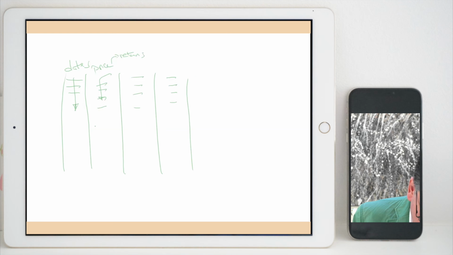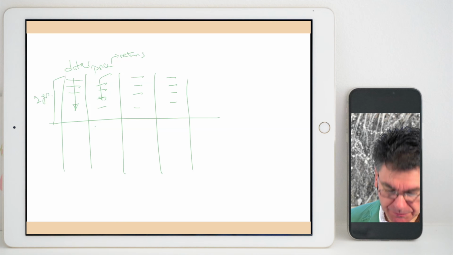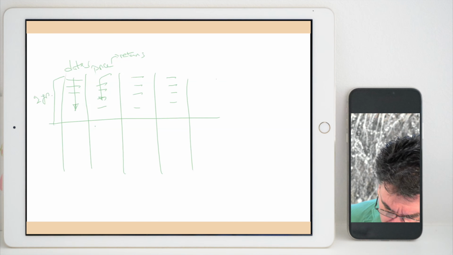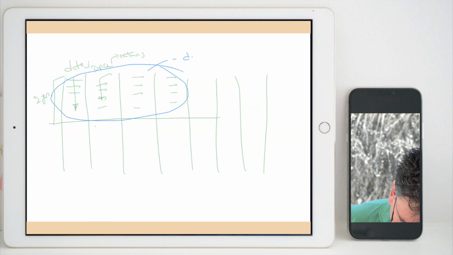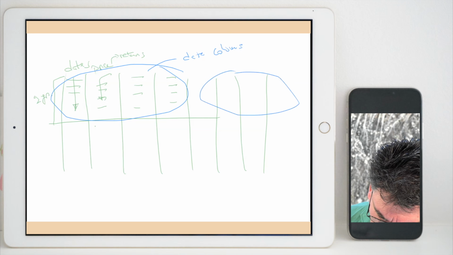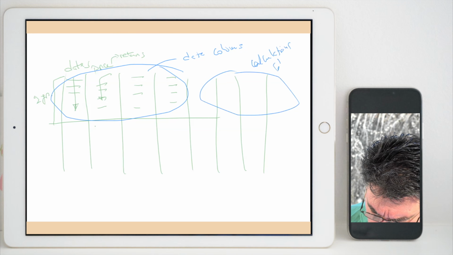Then, if this is 2 years, these are going to be your calculation windows. So this is your data windows. Hold that here. So these are your data columns, and then this will be your calculations columns.